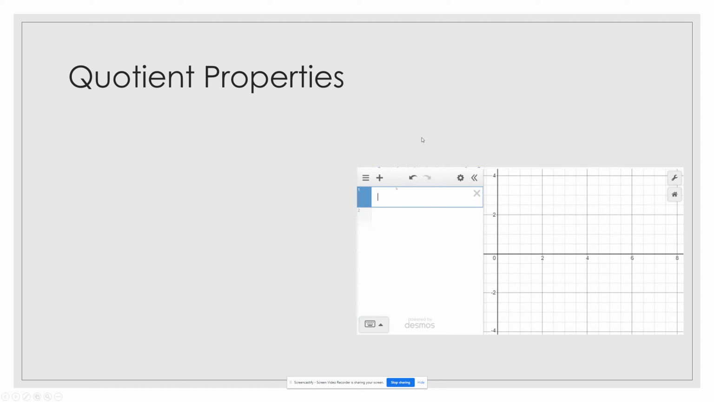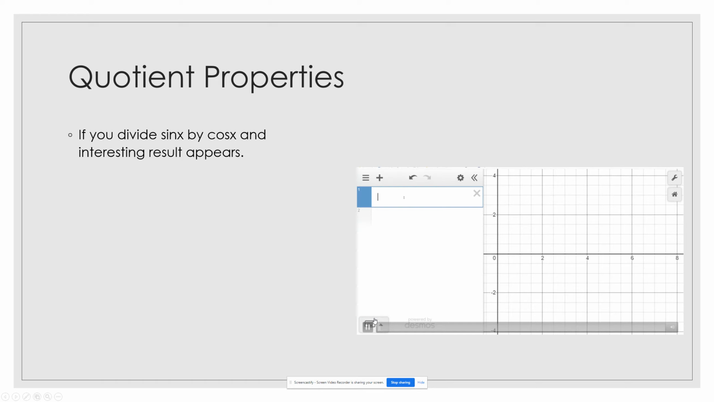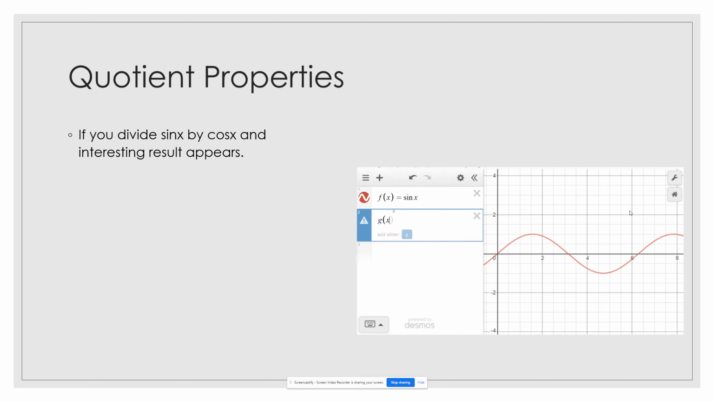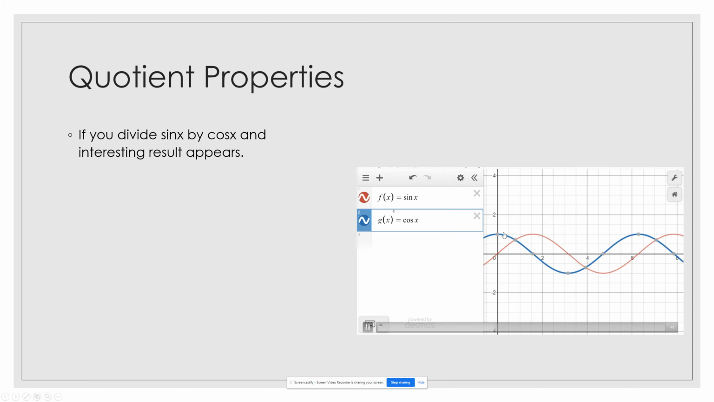Okay, we are going to move on to our quotient properties. So our quotient properties deal with tangent and cotangent. If you divide sine of x by cosine of x, you get a pretty interesting result. So let's see, what does that look like? Let's go ahead and put in sine of x, and then we'll put in cosine of x. And you can see these graphs and you know what they look like. And let's divide them.